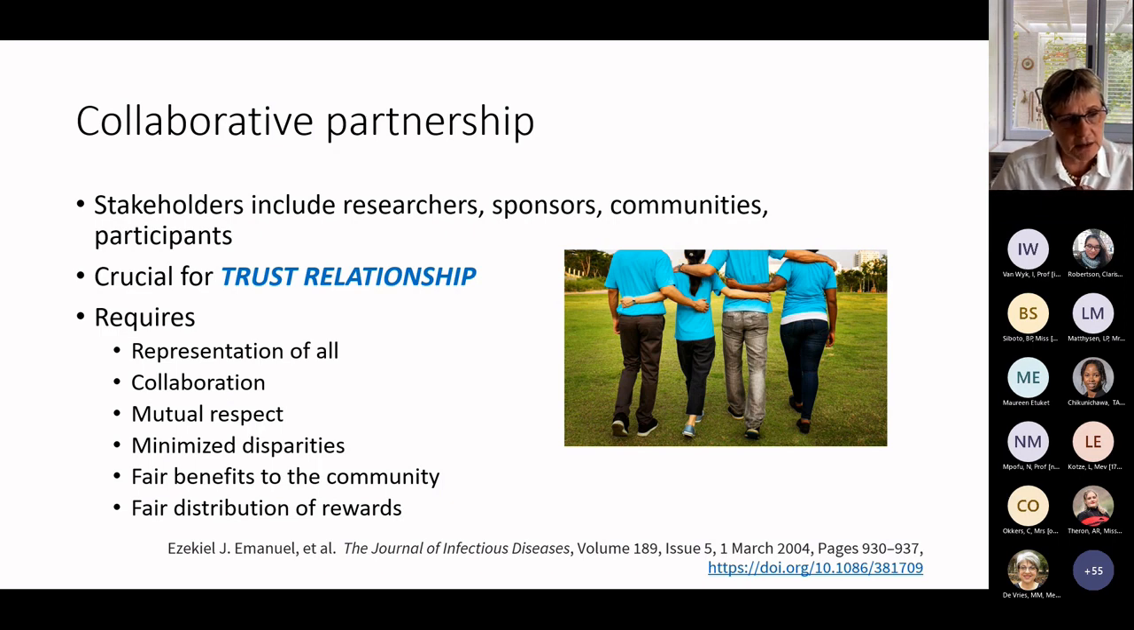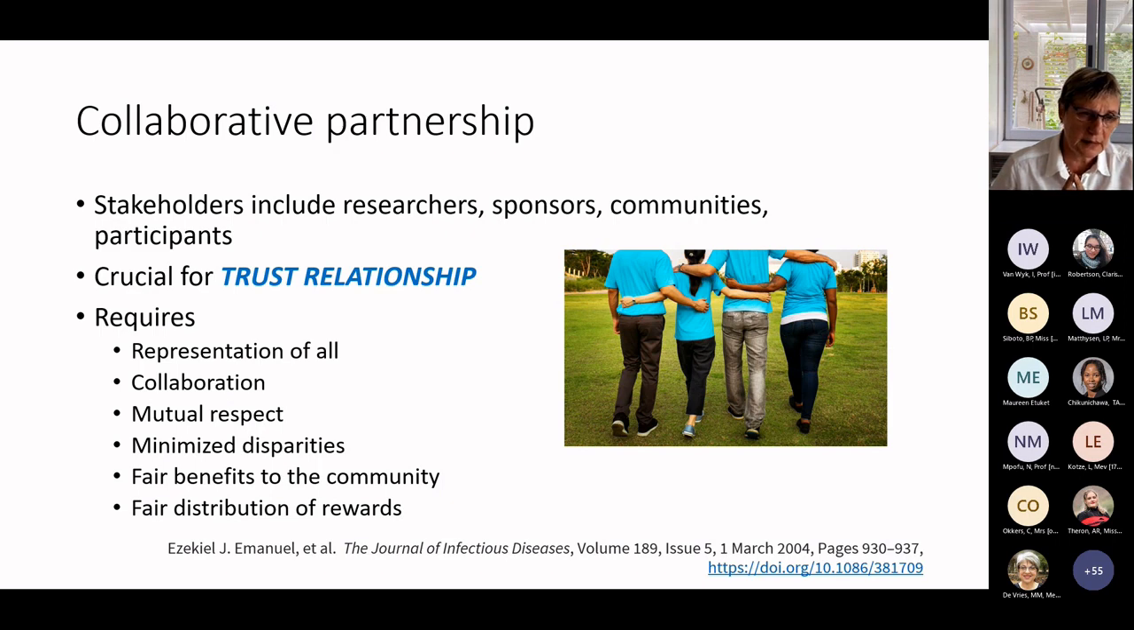If we start losing the trust of the community, then they're not going to participate in the research, and then we're also not going to come to potential benefits of research that the interventions or the medicines can do. So it's very important that we have a very good relationship of trust between the communities and the researchers and the Ethics Review Committee, and for that reason, collaborative partnership in research is crucial. And it requires that there's representation of all, that there's active collaboration, that there's mutual respect for the participants and the communities and the researchers and the Ethics Review Committee members, that we minimize disparities for the communities with fair benefits to the community and fair distribution of rewards.